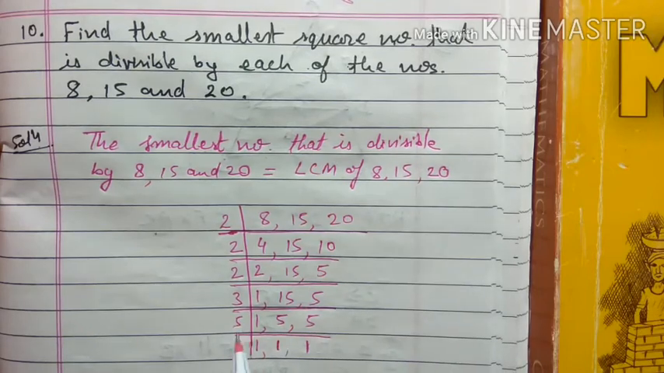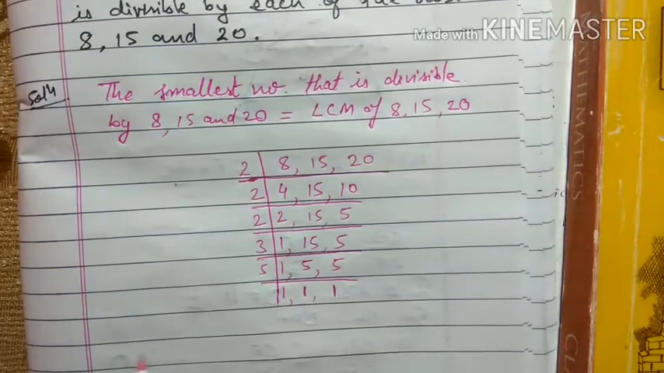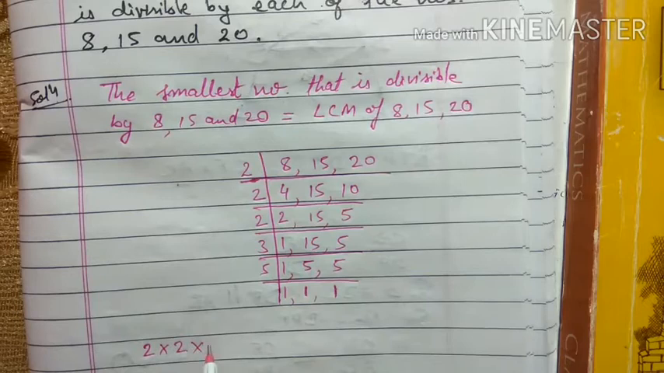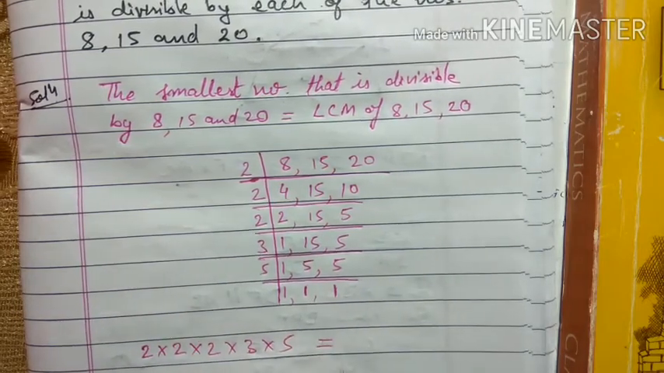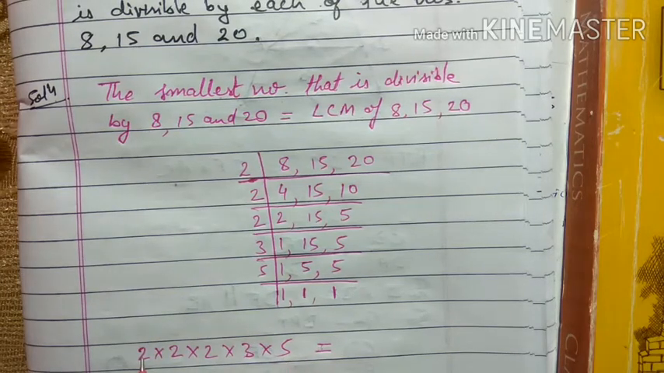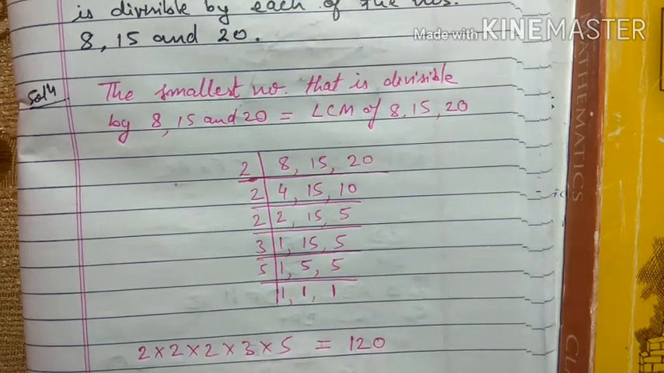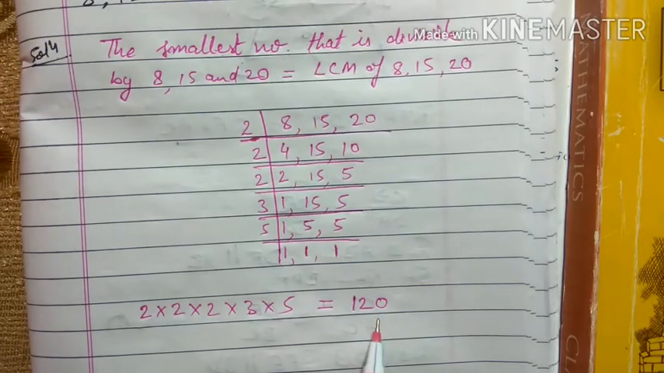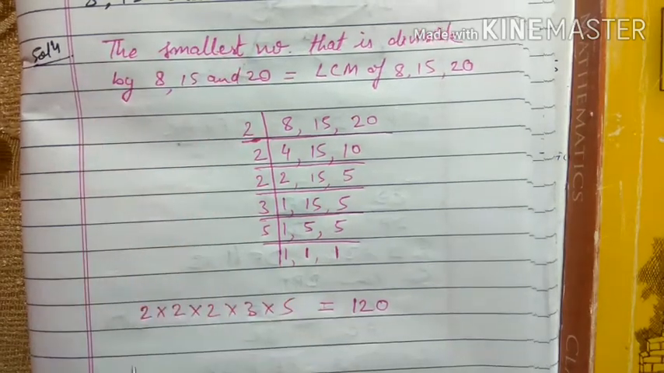So at the last, the LCM is equal to 2 into 2 into 2 into 3 into 5. And this will be equal to 2 2s are 4, 4 3s are 12, 12 into 10 is 120, right? So now this 120 is the smallest number which is divisible by 8, 15 and 20.